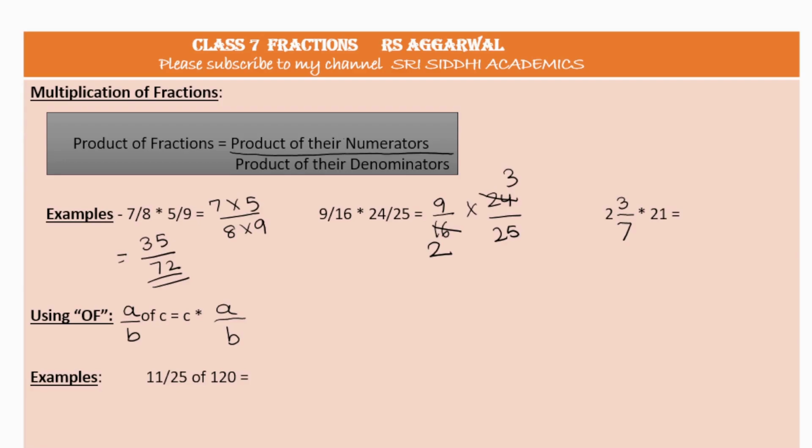So what remains in the numerator is 9 3s are 27. I'll write here 9 3s are 27 and 25 into 2 is 50. This is the denominator. 27 by 50 is the answer.